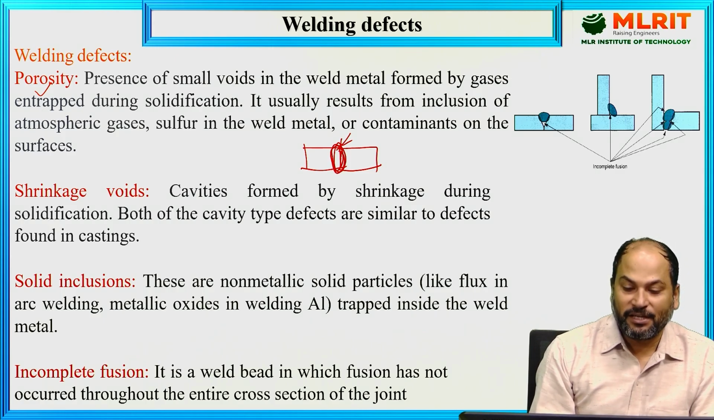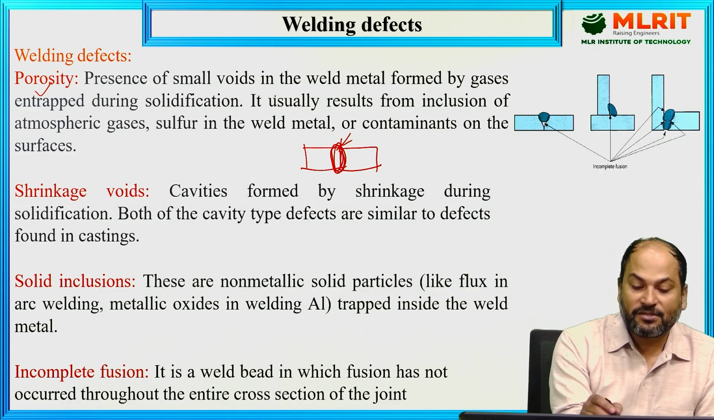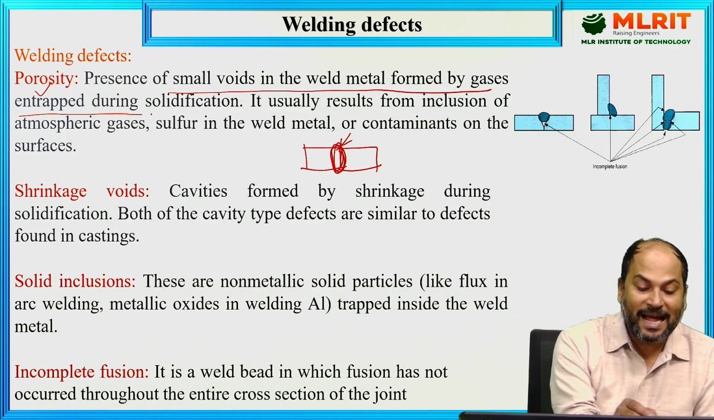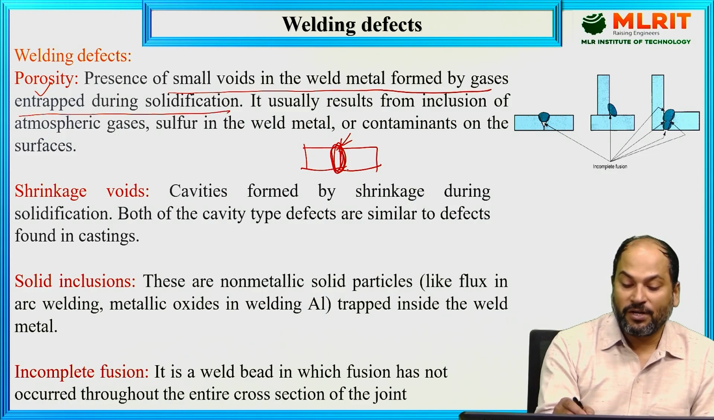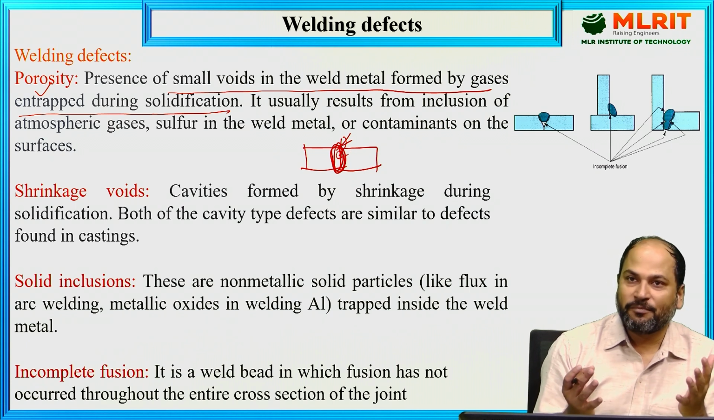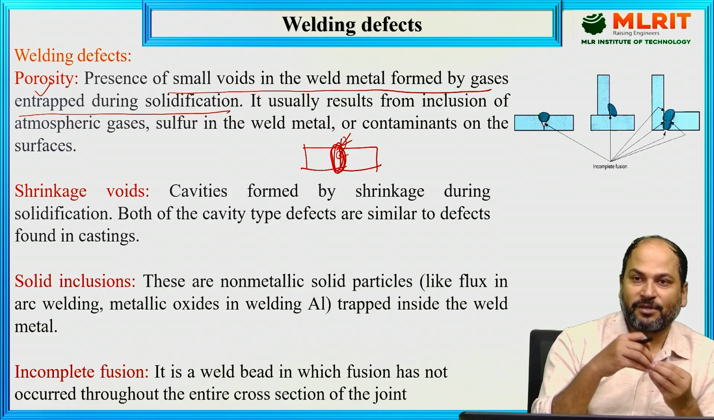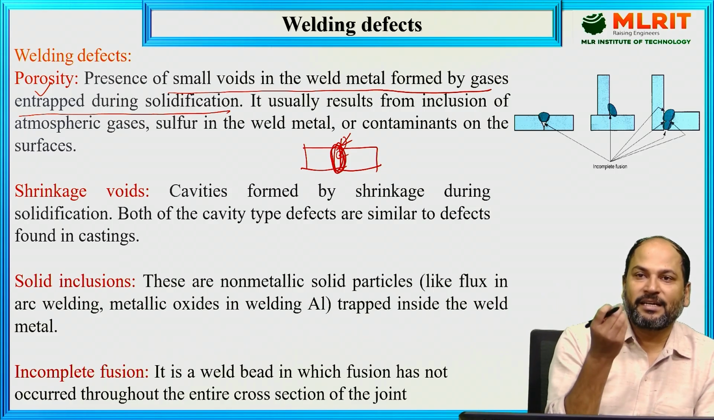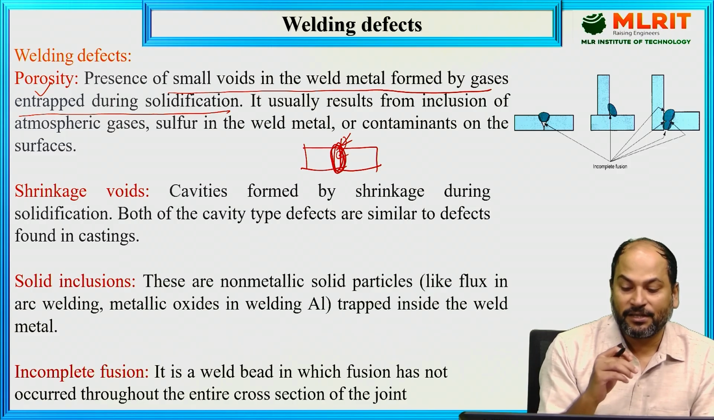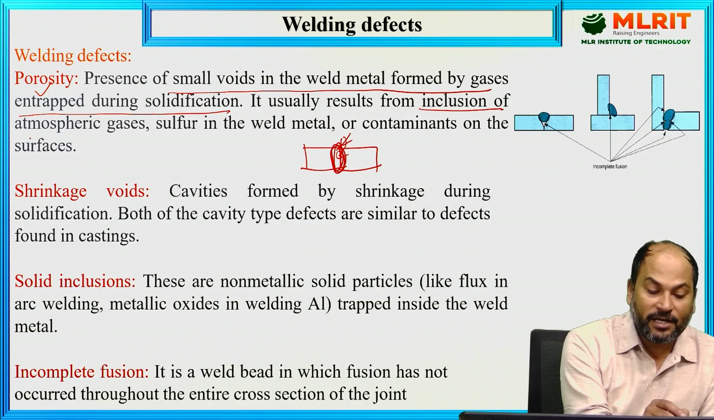That is not the only case. There are other things also. For example, it is written: presence of small voids, as I told, in metal formed by gases entrapped during the solidification. So once it reacts or is trapped there and solidification is completed after welding, it will be entrapped there, and once it comes out, it will create small voids on the welded part wherever we have done the welding. So what is the reason for this? The reason is inclusion of atmospheric gases.